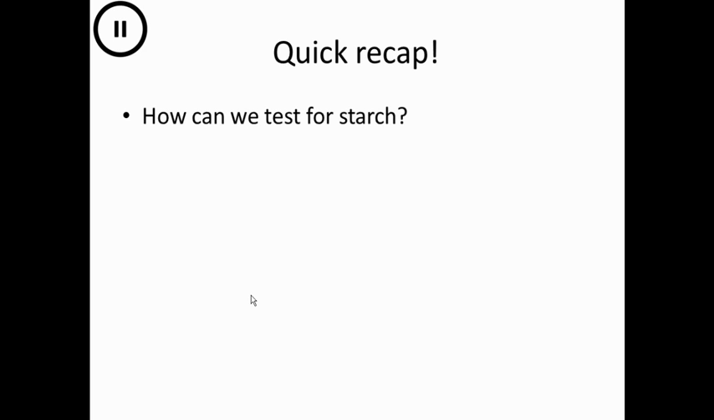Okay, so a really quick recap. How can we test for starch? We've talked about four main stages in testing for starch. What are those four main stages? Have a quick think. If there's someone else in the room, you can have a chat with them. If you have a think, pause this now.